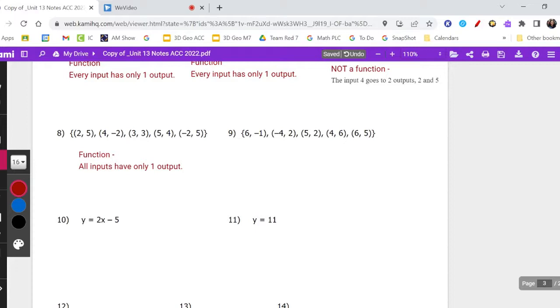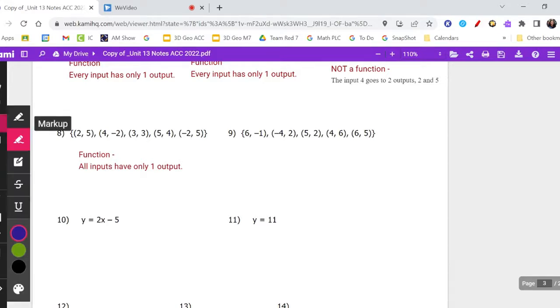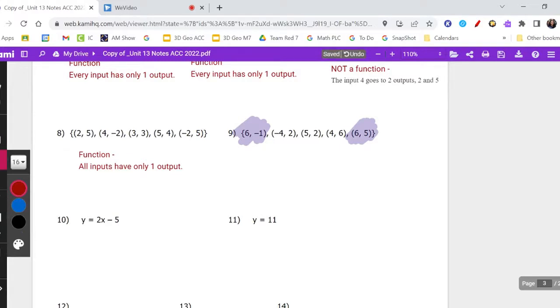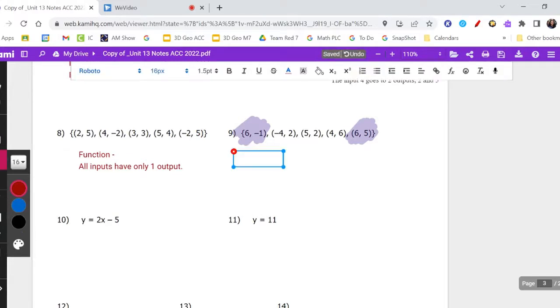Next, 6 goes to negative 1, negative 4 goes to 2, 5 goes to 2, 4 goes to 6, 6 goes to 5. Is this a function? Did you catch that 6 goes to negative 1 and 6 goes to 5? That'd be like asking a student to go to two different classrooms at the same time. That is not a function because the input 6 has two outputs, negative 1 and 5.